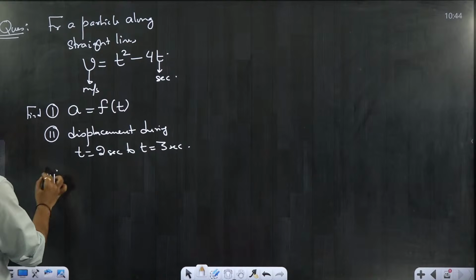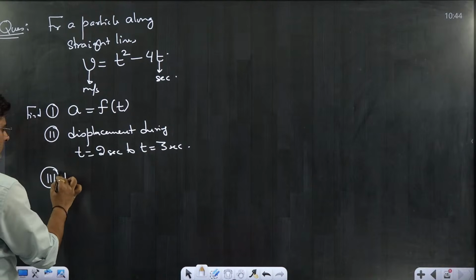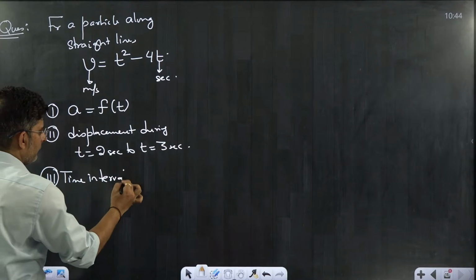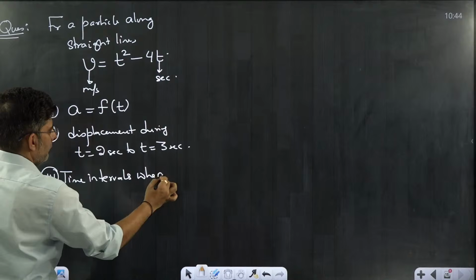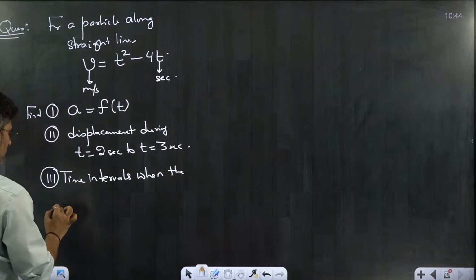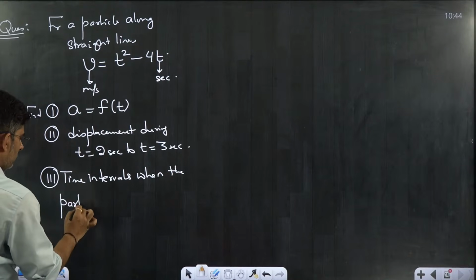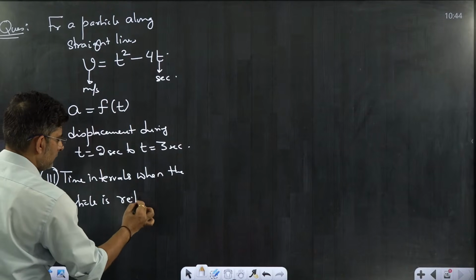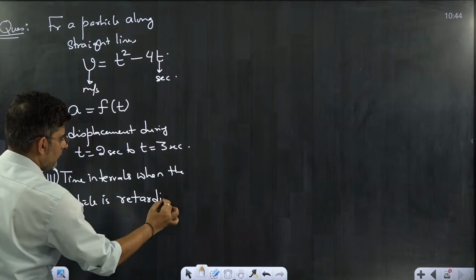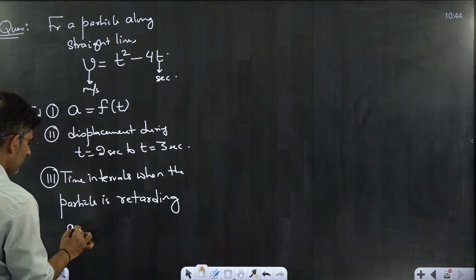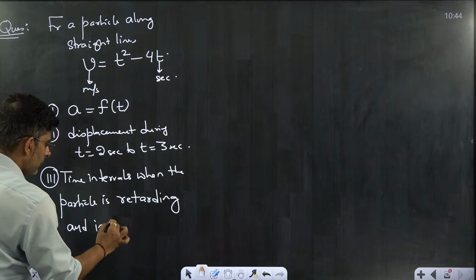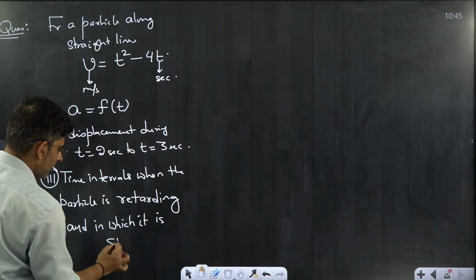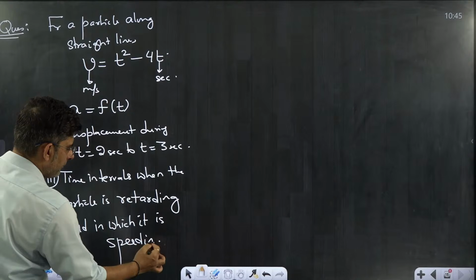And number 3, time intervals when the particle is retarding and in which it is speeding up.